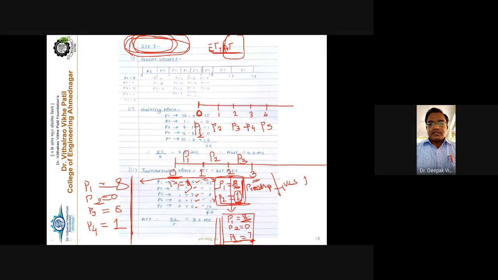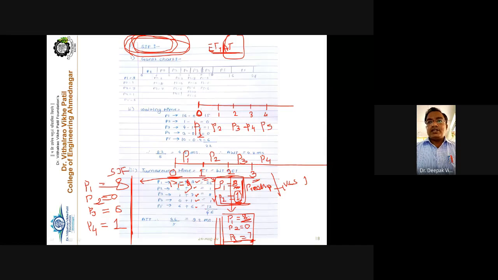P3, 6 milliseconds are required, and P4 process requires 1 millisecond. Now here you can apply the SJF. And SJF says that out of these 3 processes, which is having the shortest burst time? P4, 1 millisecond. So P4 is assigned execution, not P3 and not P1, but P4 is assigned the CPU, right?